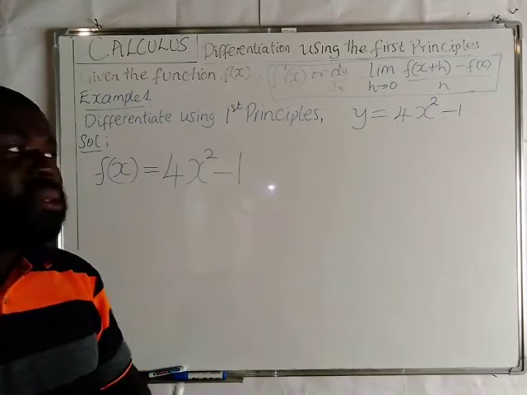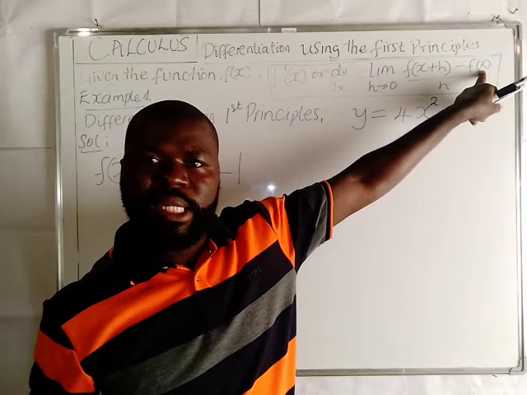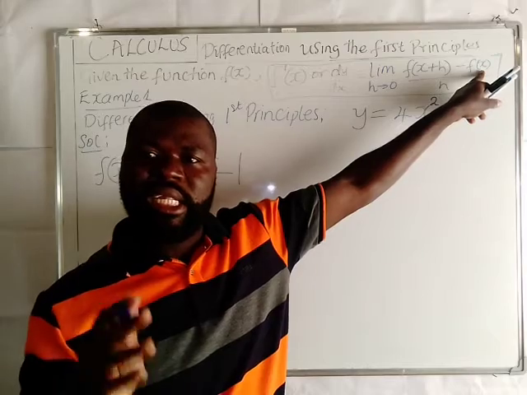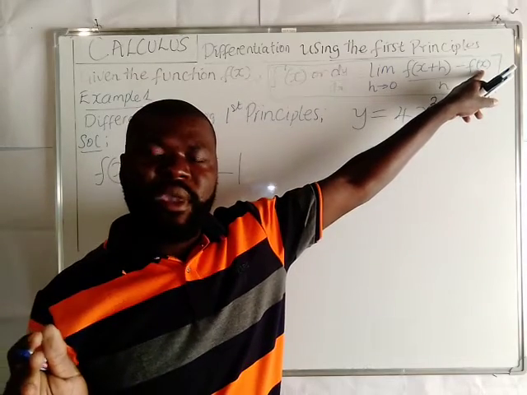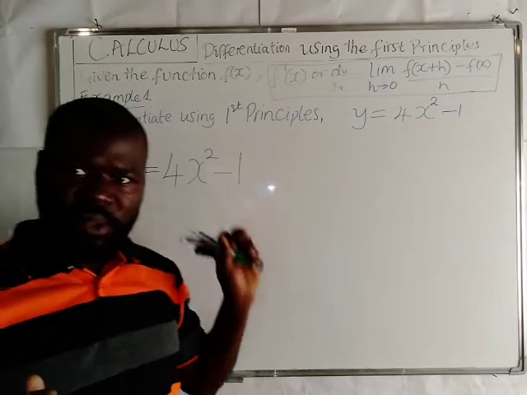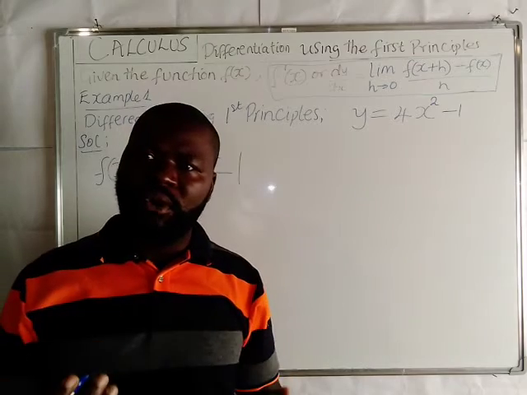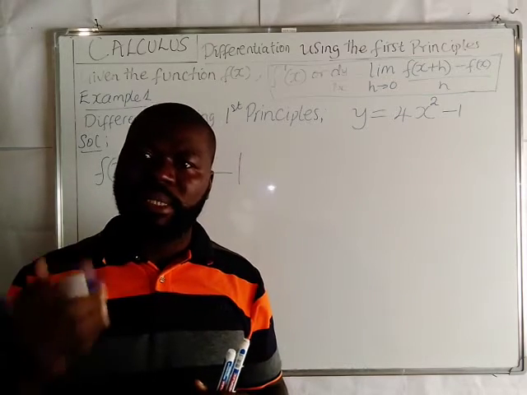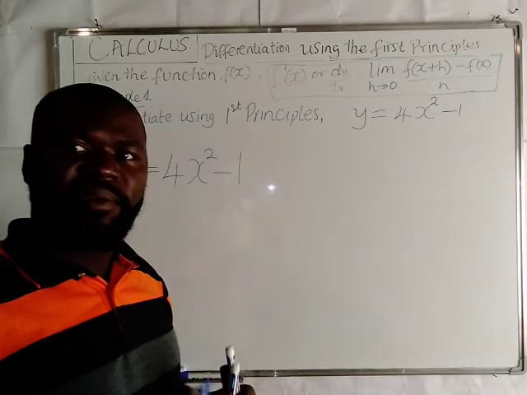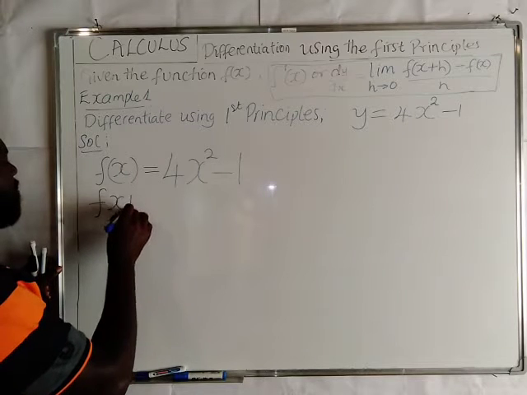The f of x that we will need to substitute for f of x in the formula. So where we have f of x in the first principle, we are going to substitute with 4x squared minus 1. So our issue here is just to know how to get f of x plus h. So let's find out how we get f of x plus h.